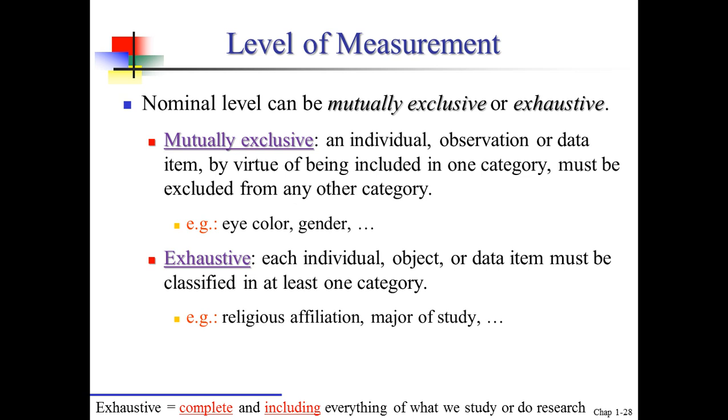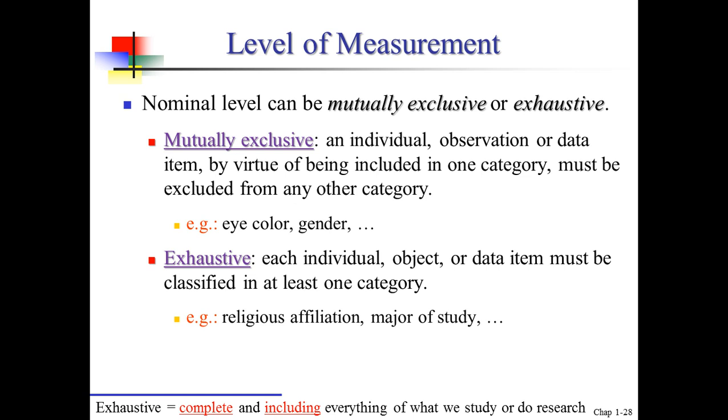However, exhaustive means together. Each individual object or data item must be classified in at least one category. That means one data item, based on exhaustive, can go into two or more categories. For example, major of study: some students take two universities. At one university their major may be finance, and at the other they take English literature. So they can take two majors.